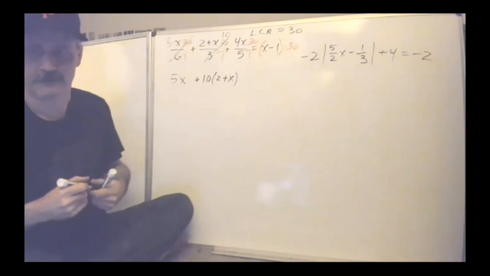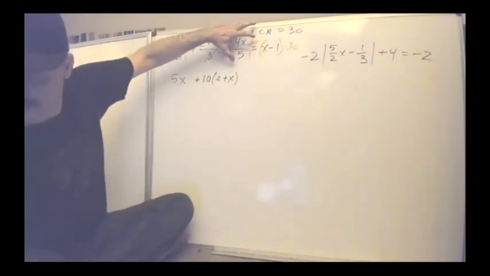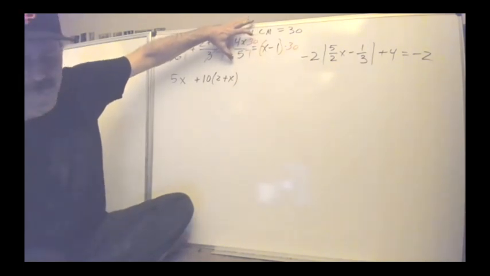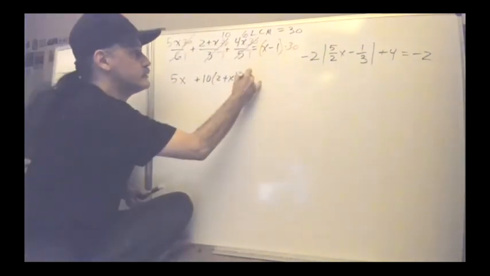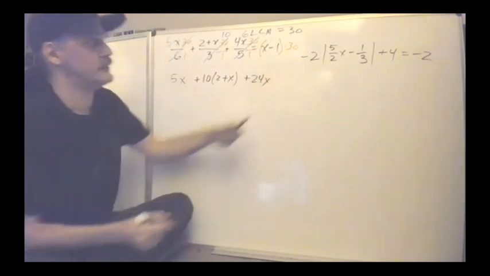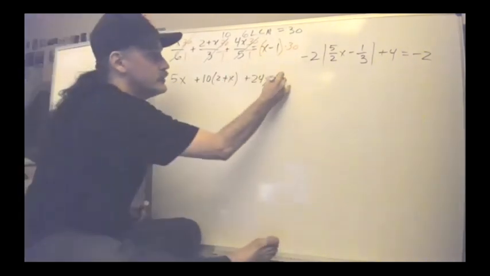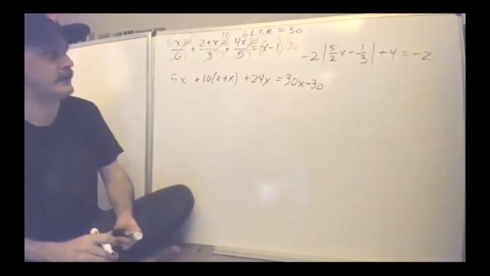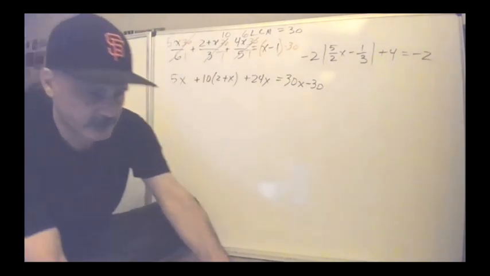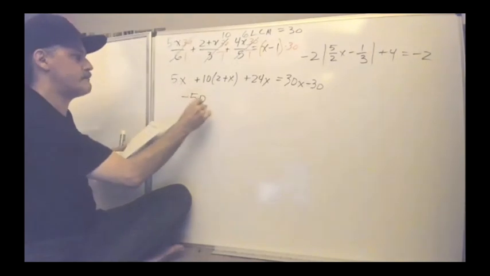All right. Now we've got the next fraction. Katie, what's 30 divided by 5? 6. So now we can write 24x. And then don't forget this side, because we have to multiply the right side by 30. So this becomes 30x minus 30. Okay, and then you guys can finish that. Just so you can check yourself, you should be getting negative 50 over 9.